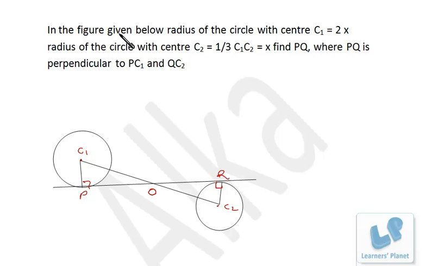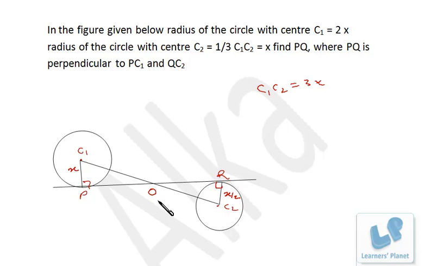Now what is given? The radius of the circle with center C1 is equal to 2 into the radius of the circle with C2, which is equal to 1 upon 3 of C1C2, and C1C2 is equal to x. That means the radius of the circle with center C1 is x, and that is 2 into the radius of the circle with center C2. That means this is x by 2, and that is equal to 1 upon 3 C1C2, right? That means C1C2 is 3x. So this complete length is 3x, right?